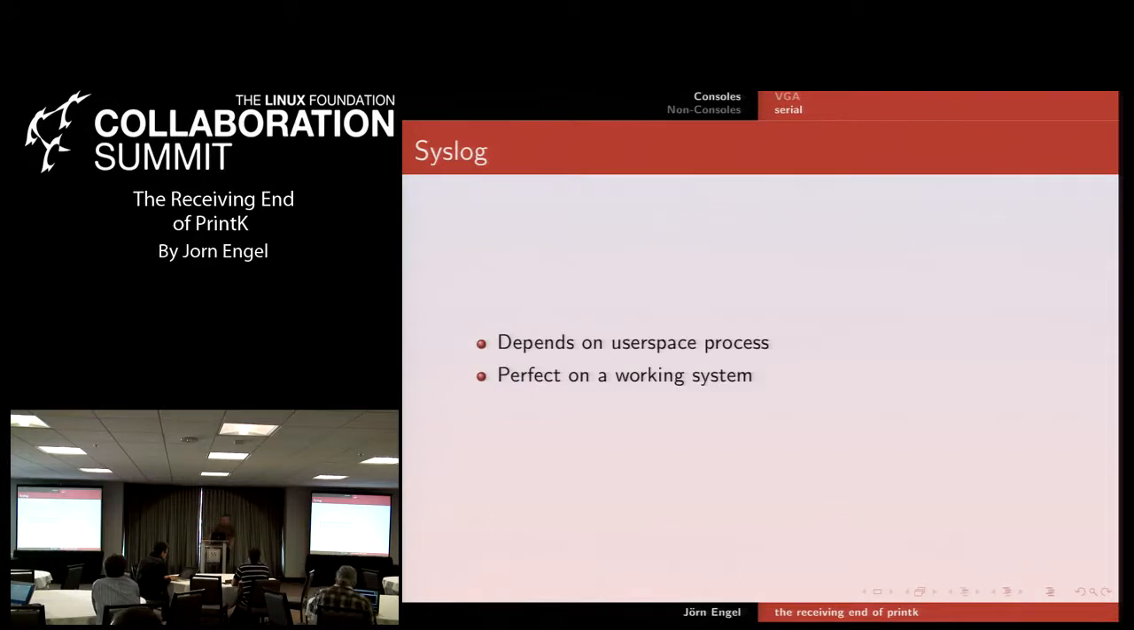And Syslog is great. It captures everything. It can take almost any data rate. The only problem is that when your system has crashed, Syslog is usually not in the state to actually tell you about it, and that means you're back to the system has crashed, something happened, please fix.